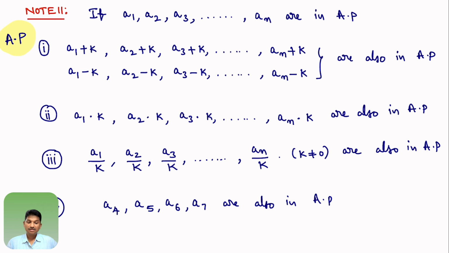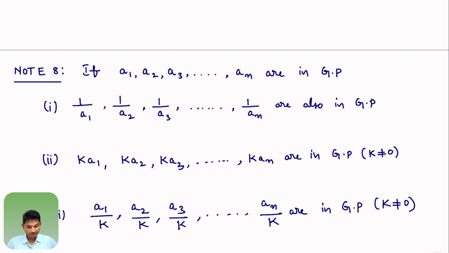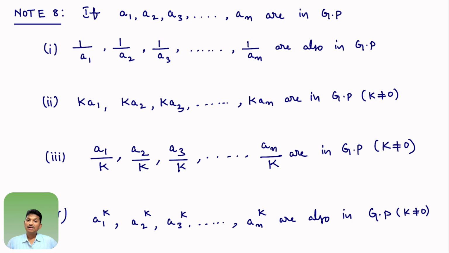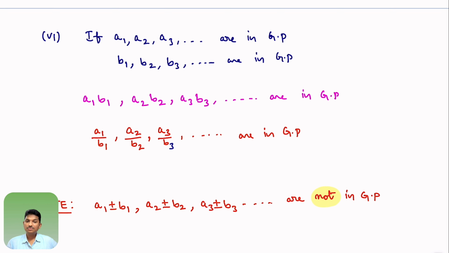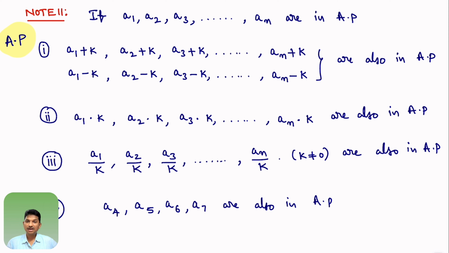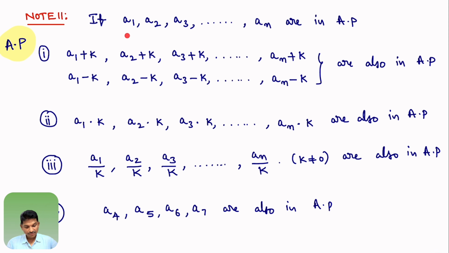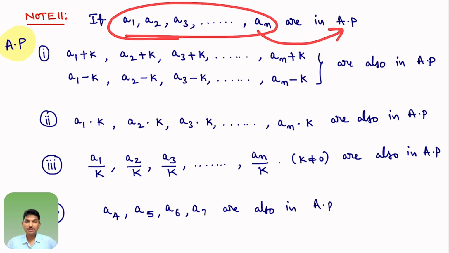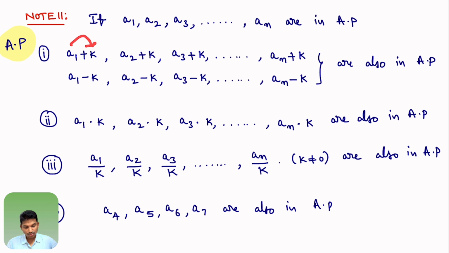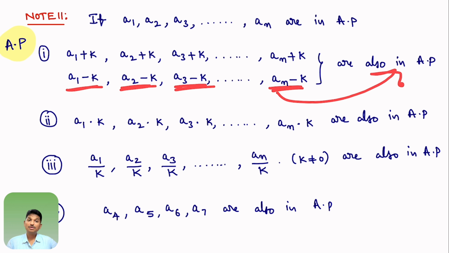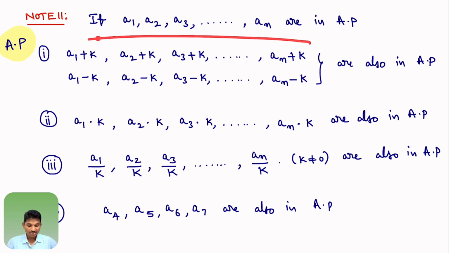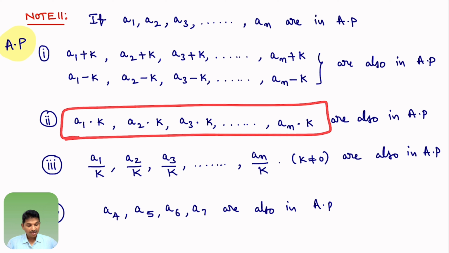As you learned just recently about these geometric progression points, you should also know what points we have in arithmetic progression. In arithmetic progression, if these n terms are in arithmetic progression, if each term is added to a constant k, whatever you get forms an arithmetic progression. If each term is subtracted by k, whatever you get also forms an arithmetic progression. This type of thing is not there in geometric progression. And if each term is multiplied by k, you get an arithmetic progression. This is there in geometric progression also.